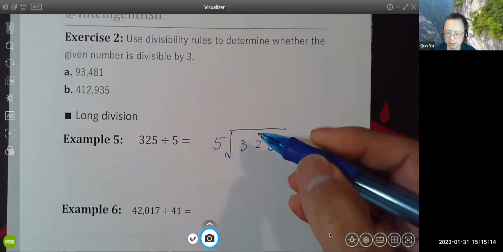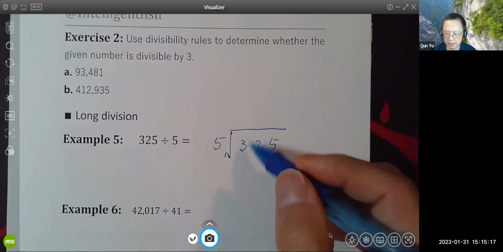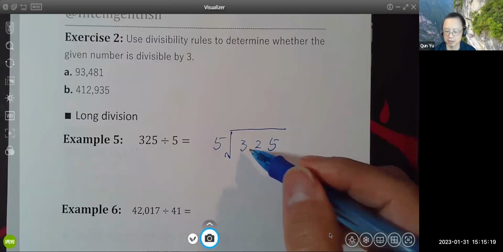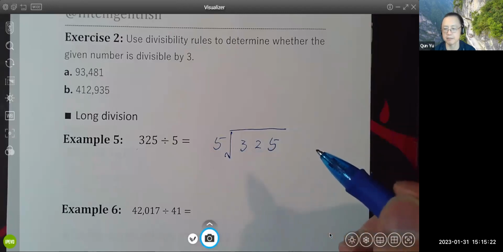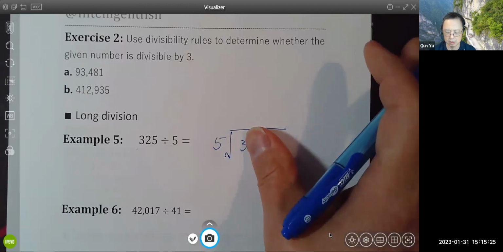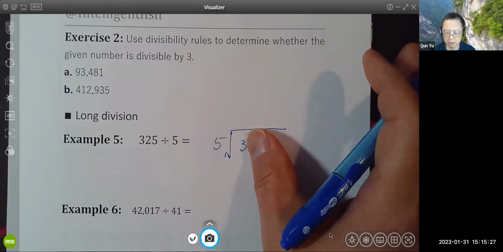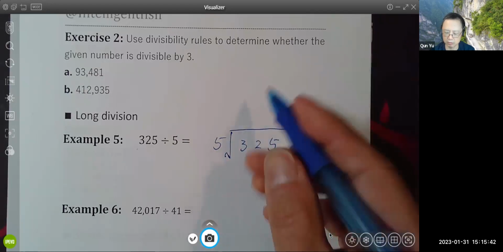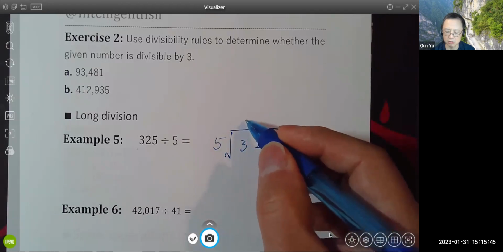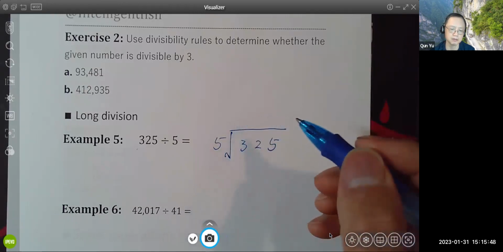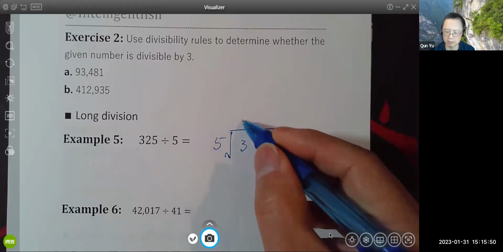Then we perform this long division process by looking at the dividend digit by digit from left to right. So the first digit is 3. Then we ask ourselves this question: how many 5s are in 3? Remember, the meaning of division is how many of the divisor are in the dividend. So how many 5s in 3? There's no 5 in 3. That's why we don't put anything here, even though it's 0. Usually for a whole number, we don't put 0 in the front. So we don't put anything above 3.